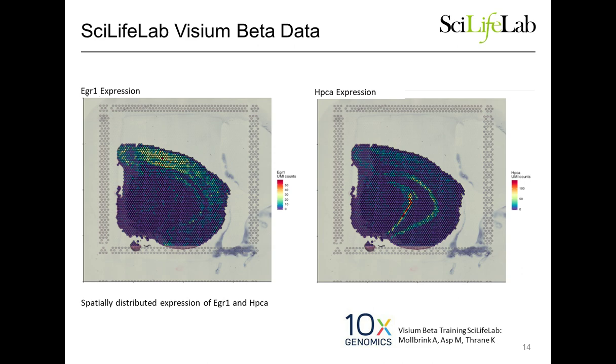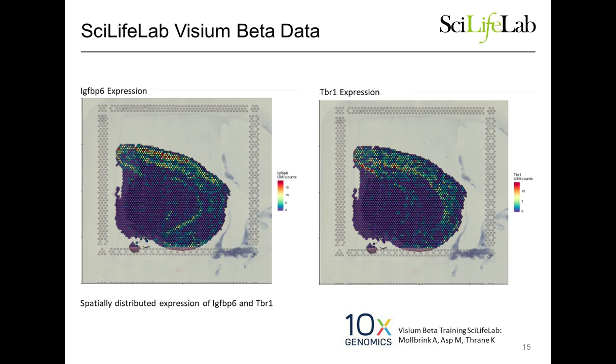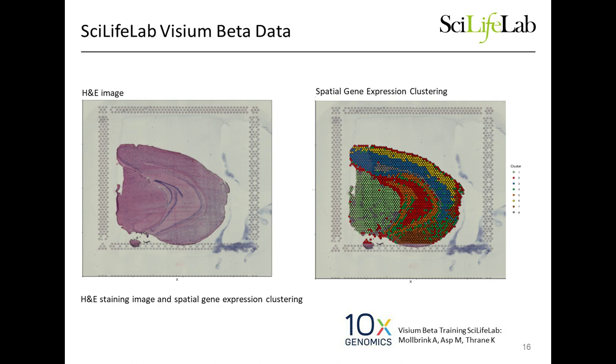As I said in the beginning, we can also focus on one particular gene to see how its expression is spatially distributed. In these 2 images, we have EGR1 and HPCA. And here we see IGFBP6 and TBR1. And lastly, we can cluster the data and then get spots colored based on cluster assignment.